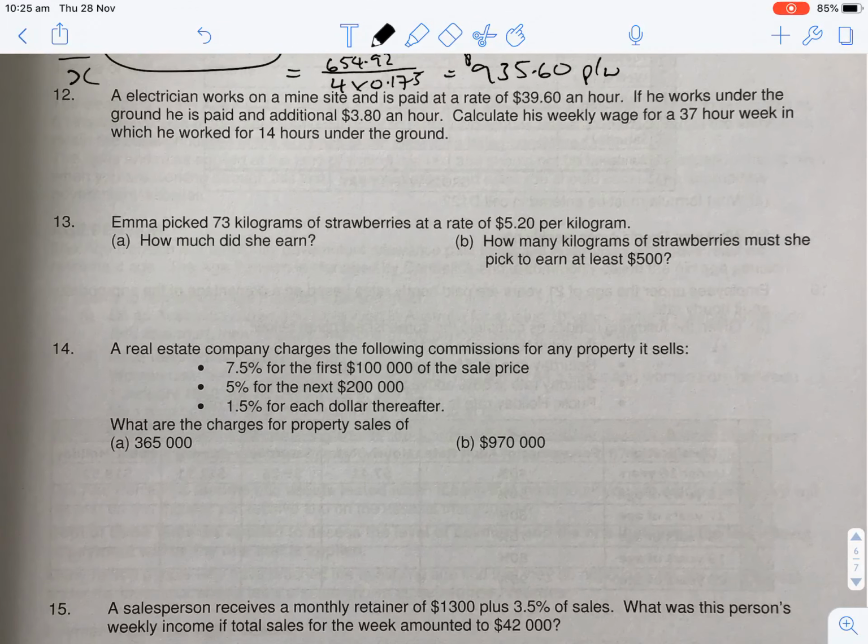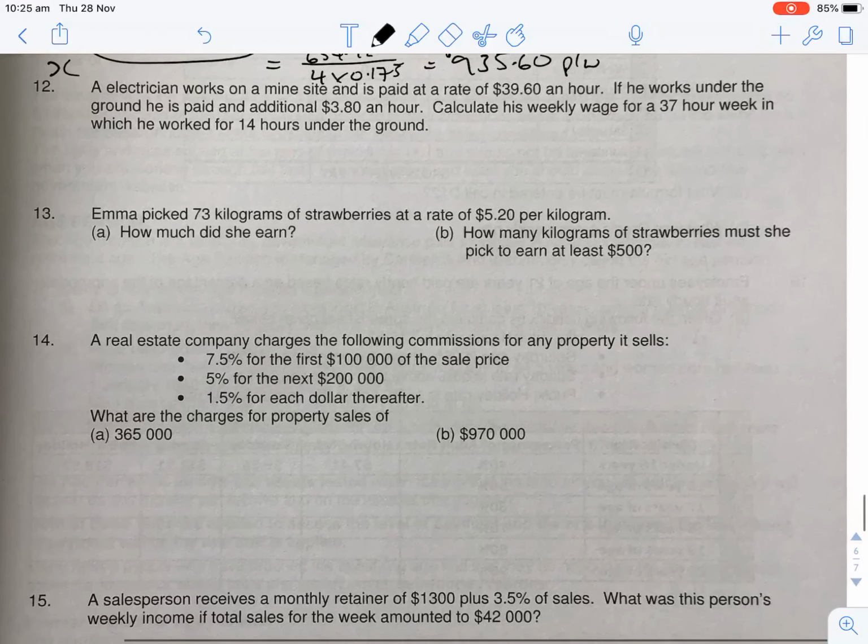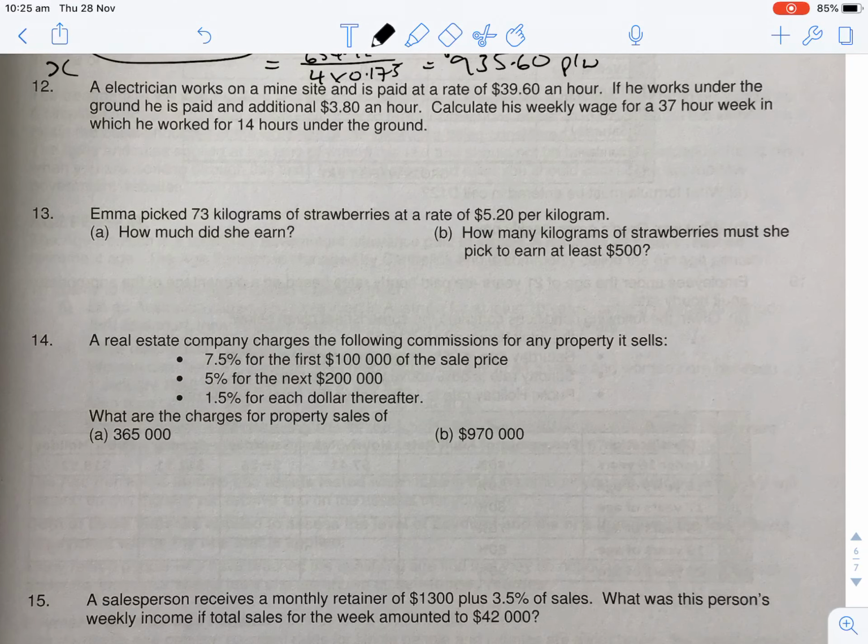Okay, question 12. An electrician works on a mine site and is paid at a rate of $39.60 an hour. If he works underground, he's paid an additional $3.80 per hour, so calculate his weekly wage for a 37-hour week in which he worked 14 hours underground. So this is as easy as going 37 hours altogether times the $39.60 that he does each hour, plus the bonus money that he gets for the 14 hours that he's underground. So 14 hours times the extra $3.80 that he gets for each of those, and you just process that into your calculator and away you go.